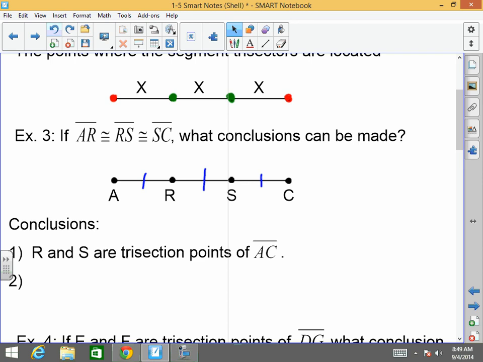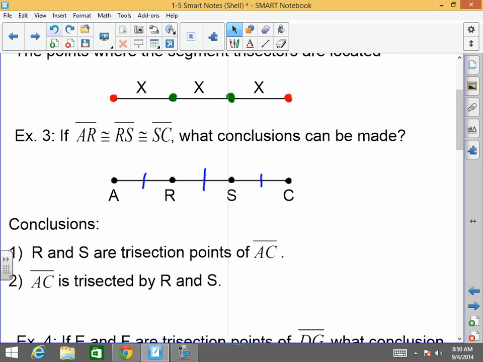What else can we say? What else can we say about AC and RS, do you think? AC is blanked by R and S. Thank you. AC is trisected by R and S. Good job. So when a point bisects a segment, that means it cuts it into 2 equal parts. When 2 points trisect a segment, that means that it divides it into 3 congruent parts.